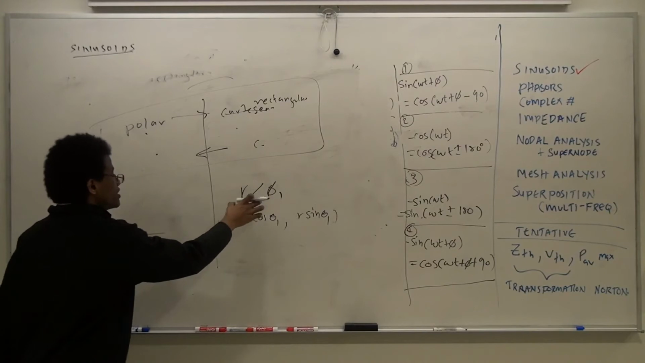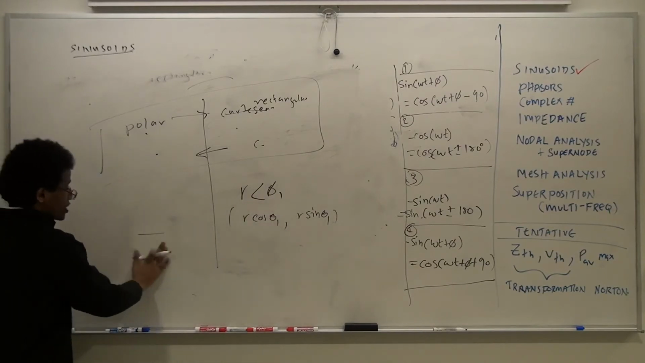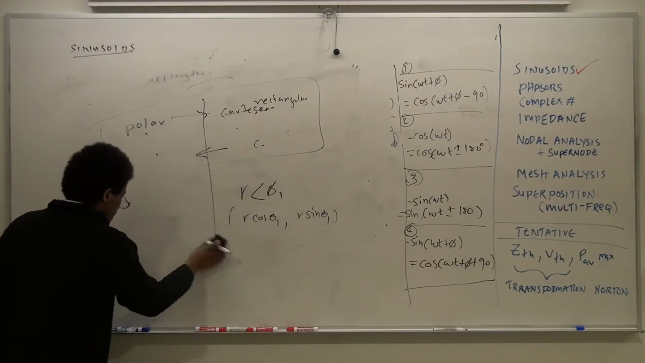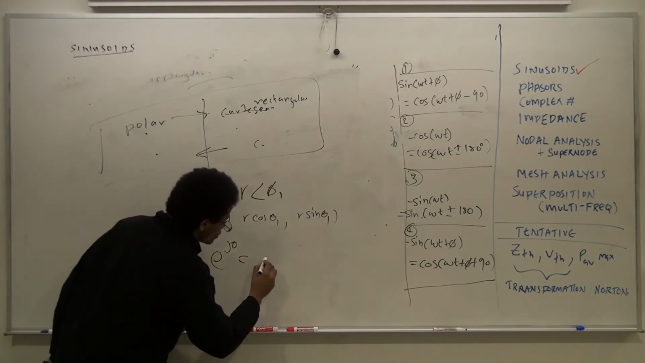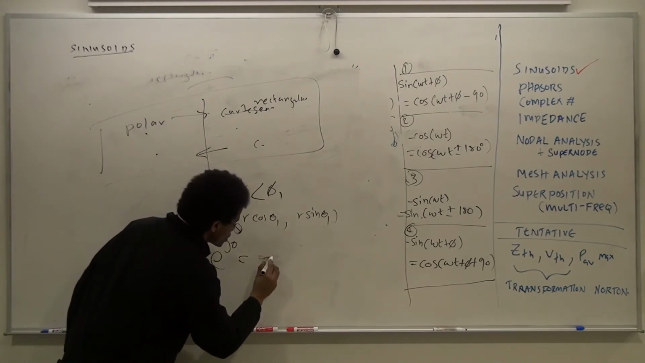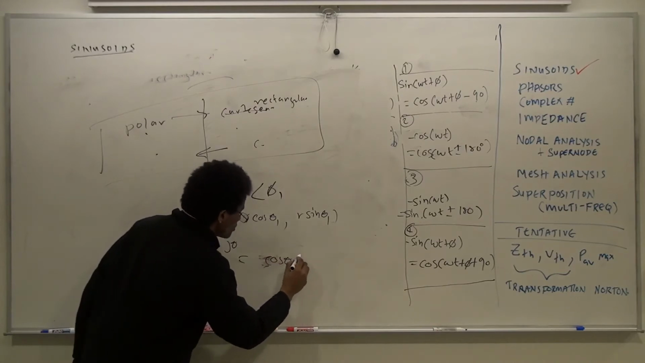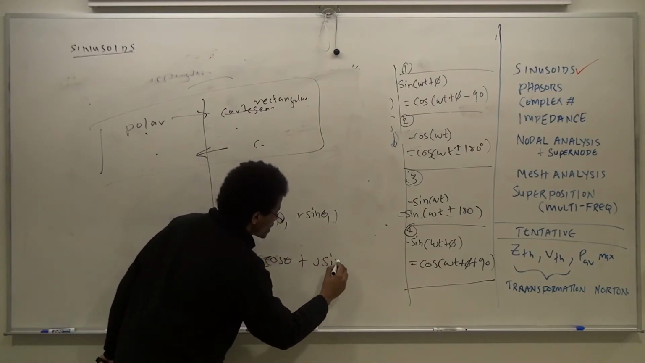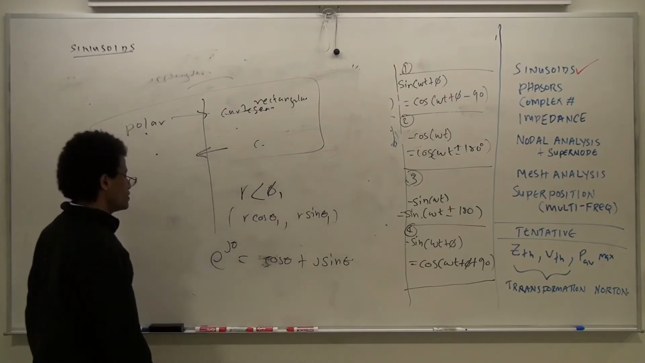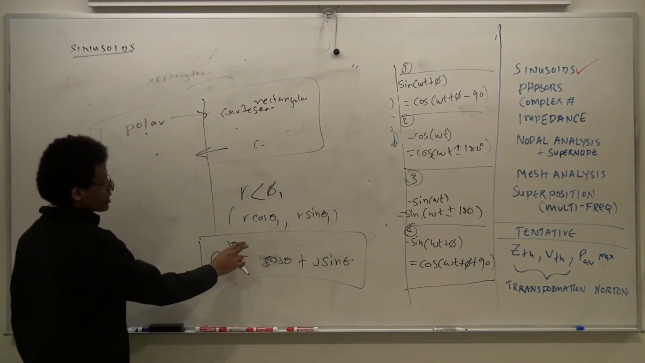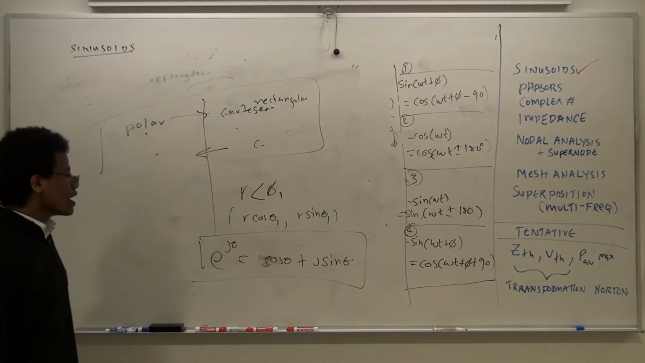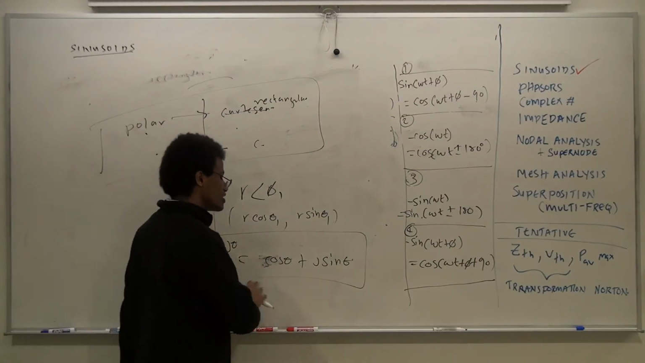And the reason why this works is because of Euler's formula. Euler's formula says e to the power j theta is equal to cos theta plus j sine theta. This is what Euler's formula is. And theta is just a dummy variable. It can be anything. And this can actually be proven using the Taylor series expansion.